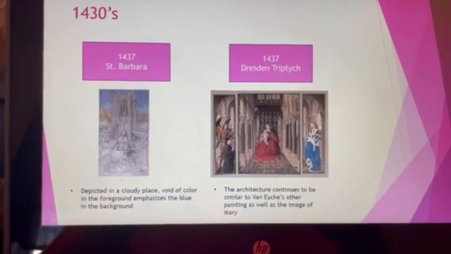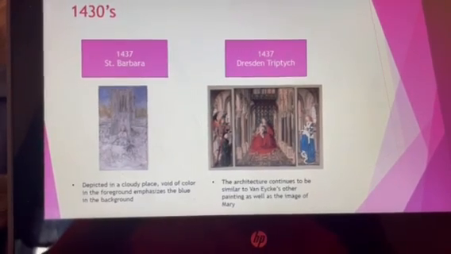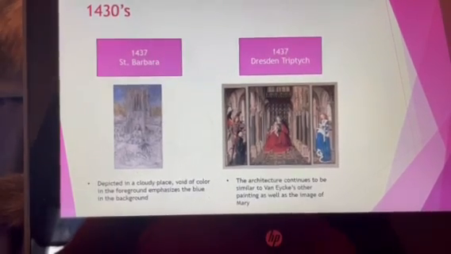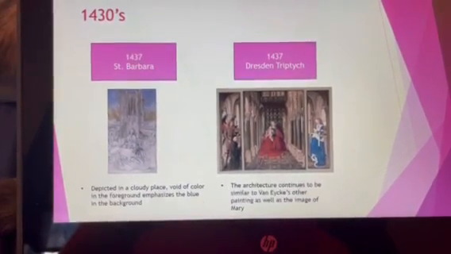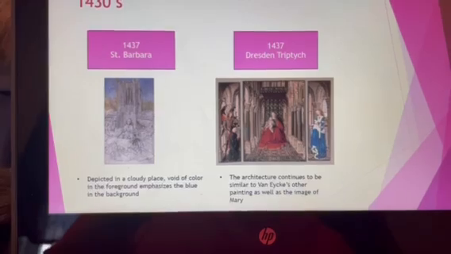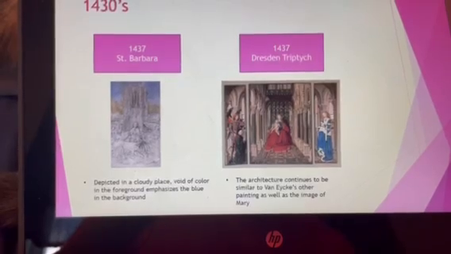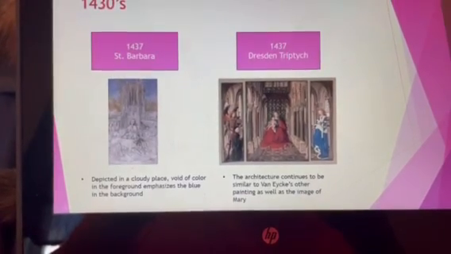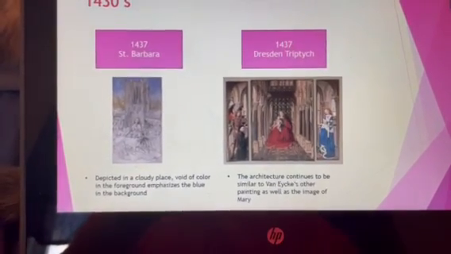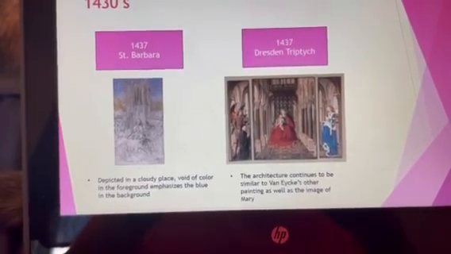Also in the 1430s, Jan van Eyck painted St. Barbara in the Dresden Triptych. The St. Barbara is painted in a more sketchy style, and she is depicted in a cloudy place void of color in the foreground. However, there is blue and gold in the background, which emphasizes the sky behind her. The Dresden Triptych is a 3-panel painting with the architecture extremely similar to the architecture in Van Eyck's other paintings of Mary. The Mary is also painted similarly, as is the angel Gabriel.